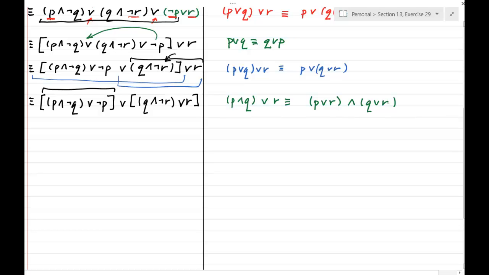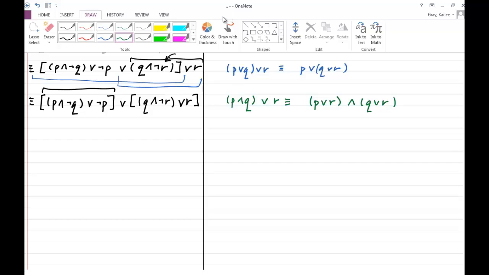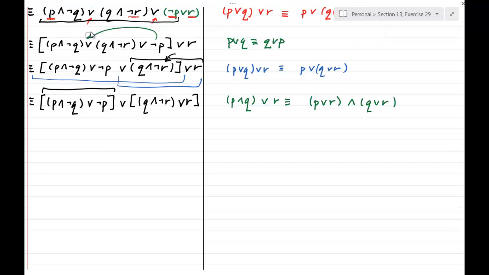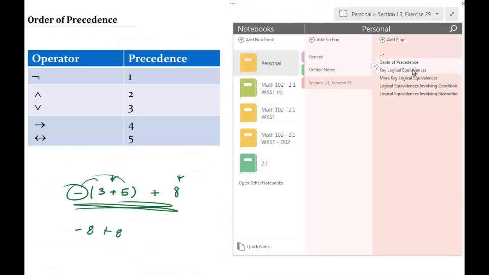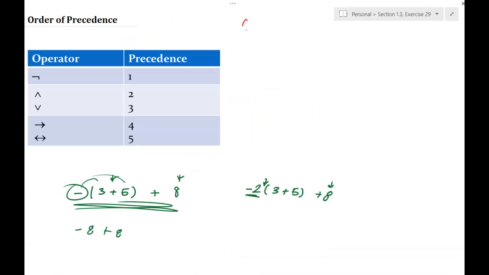If you're not convinced, an example I really like is just distribution with multiplication, right? This is just like if I took 2 plus 4 and multiplied it by 5. I can distribute from the right: 2 times 5 plus 4 times 5. Okay? I can distribute from the left too. I'll get the same thing.